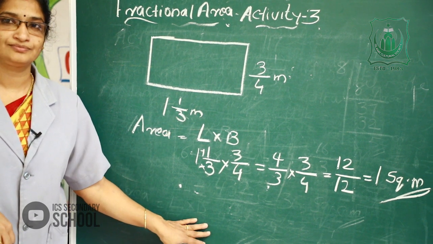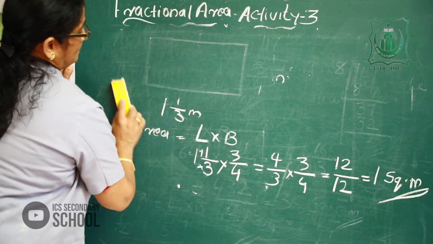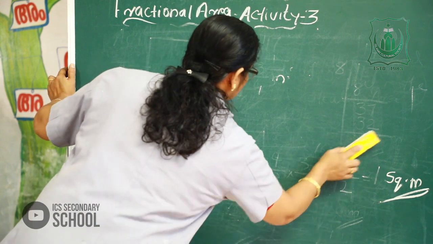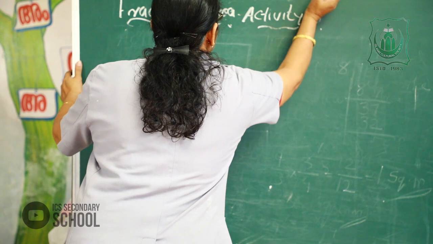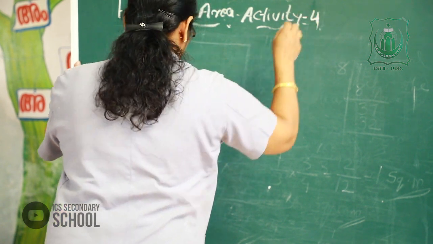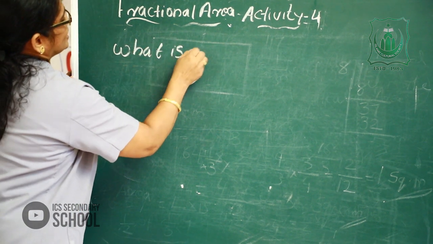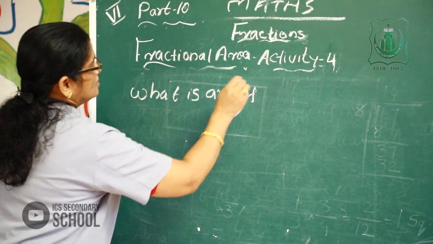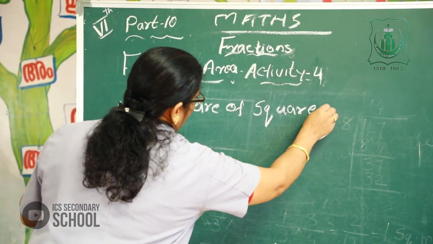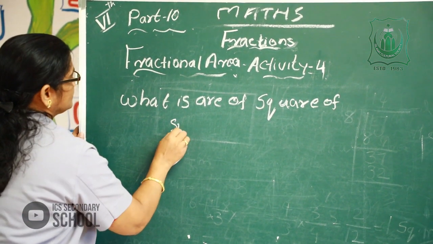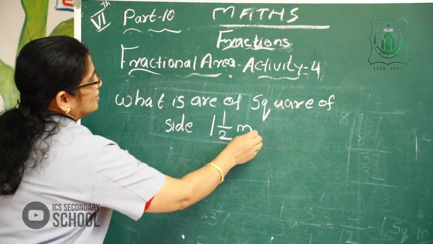Any doubt? Okay. Next activity. Activity number 4. What is the area of a square of side 1/2 meter?